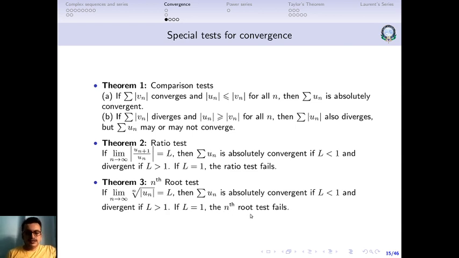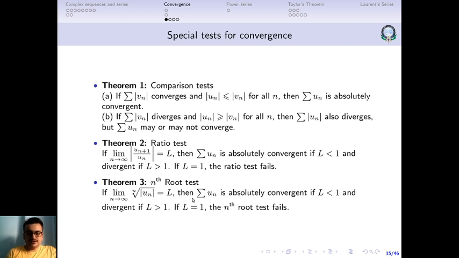Now these are not the only tests for convergence that are available. There are many other tests, for instance the integral test, the Gauss test, Raabe's test, and many different tests. But from the point of view of the scope of problems that we will be solving, we just need these three tests. These are the three most important tests that we'll be using.